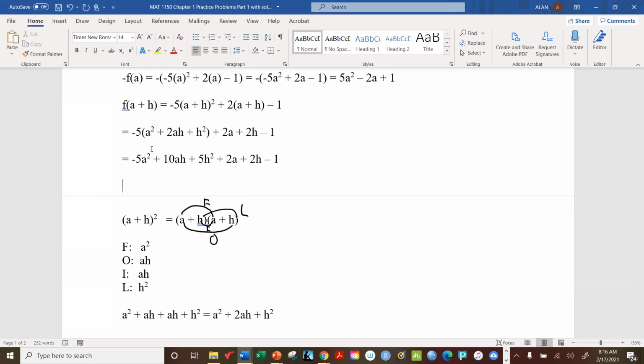Oh, I just realized you're right. I missed one of them. Yes, you're absolutely right. I blew it. I missed the two negatives, actually. Thank you. When you multiply this negative 5 by what's inside, you need the negative and the 5. So I did blow it here. This should be minus 5a squared minus 10ah minus 5h squared. These are fine. So now it's correct.